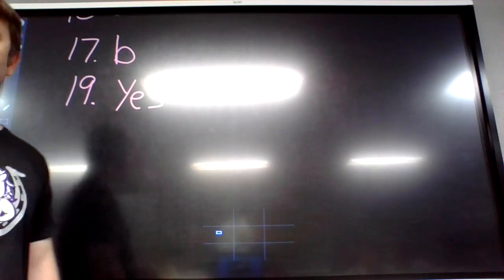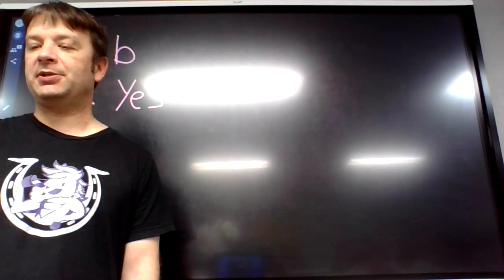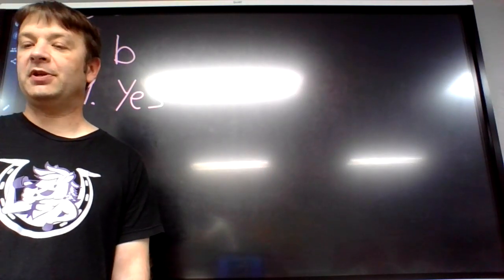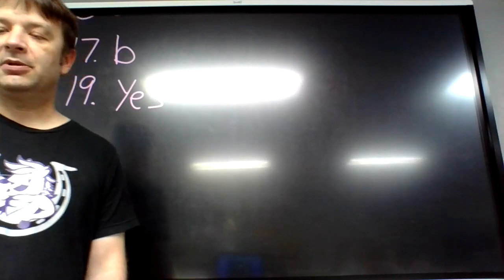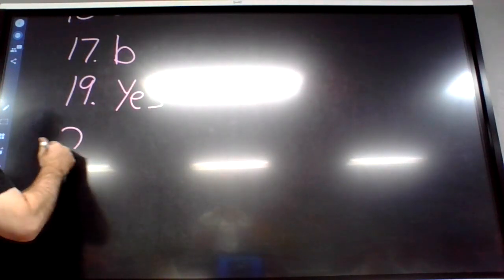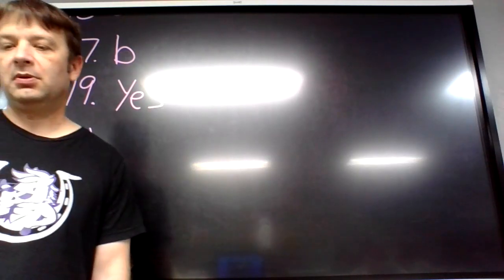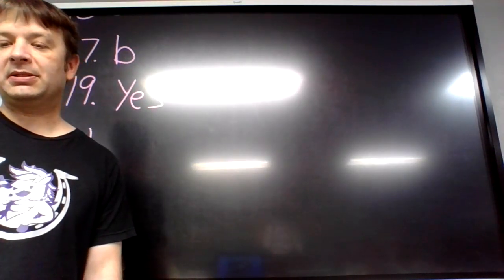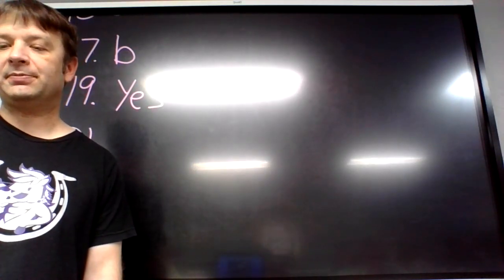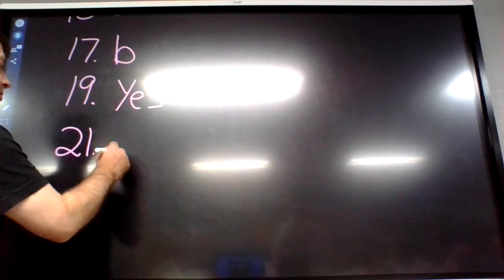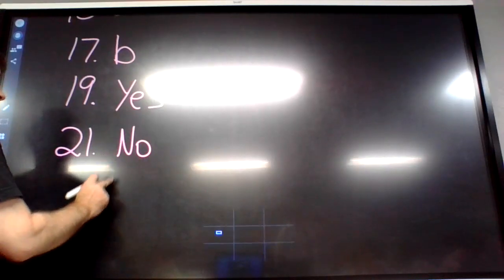Okay, 20 is basically the same thing. They're just writing it in table form instead of in ordered pair form, but it's the same idea. 21, is that a function? So, mapping. No, because the 2 is going to 2 different numbers. So that's not good.